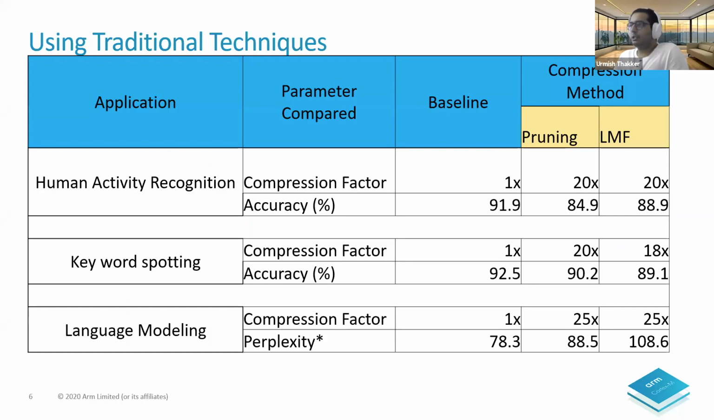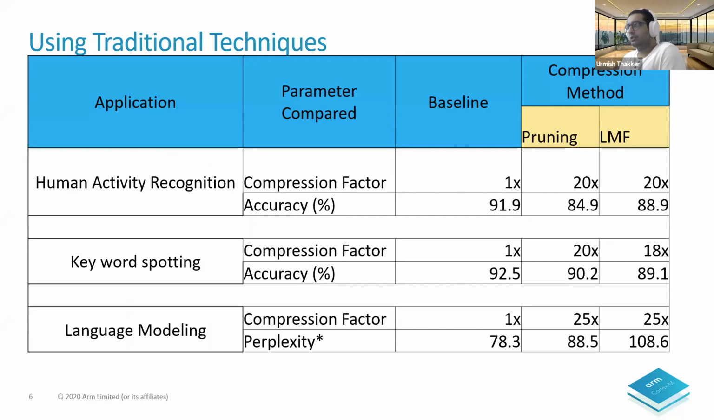So what happens when you use traditional compression technologies to compress these applications? With traditional, I'm talking about pruning and variants of pruning like magnitude pruning or L1 pruning, and low rank matrix factorization and variants of LMF like SVD. If you take the HR application and compress it by 20x, none of these traditional compression technologies allow us to get there. We lose almost 3 to 7% of the accuracy.